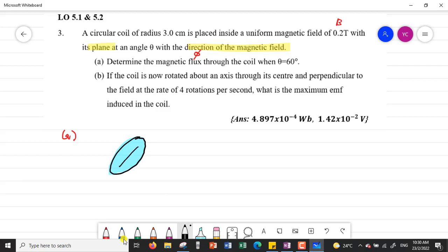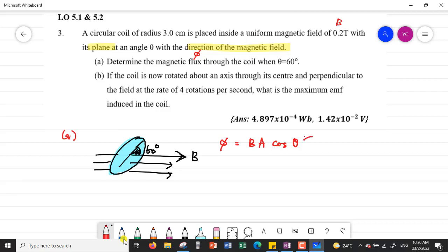The magnetic field is directed 60 degrees with the plane of the coil. So let's say this is our magnetic field passing through the coil. The angle between the magnetic field line and the plane of the coil is 60 degrees. We want to find the magnetic flux passing through the coil. The equation to calculate the flux is BA cos theta.